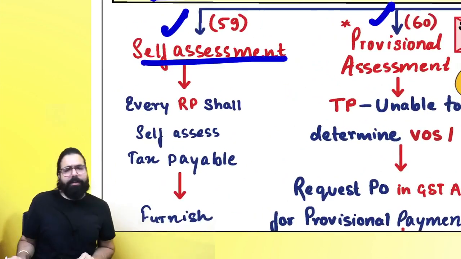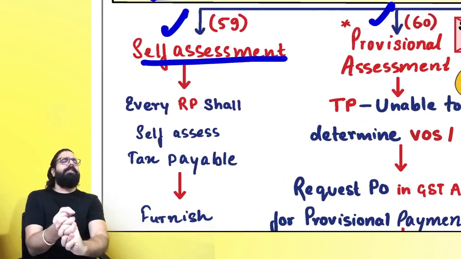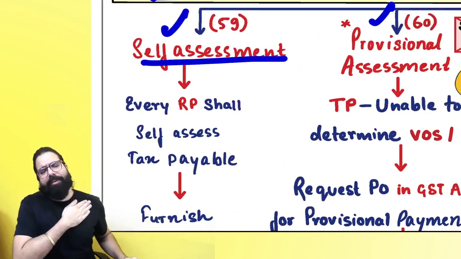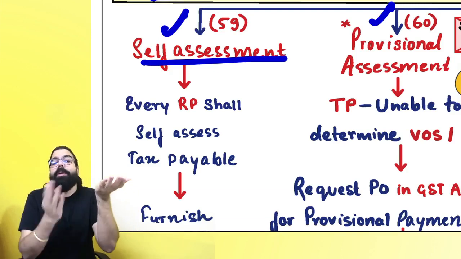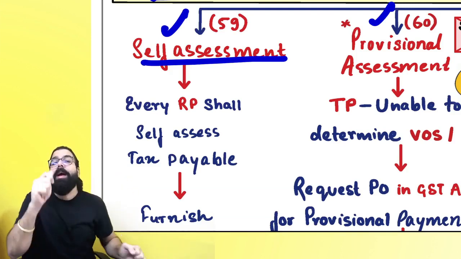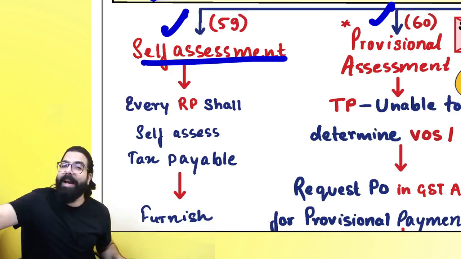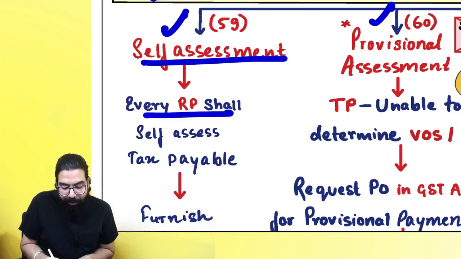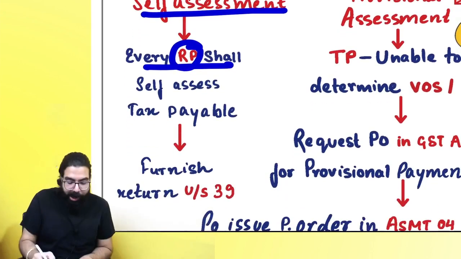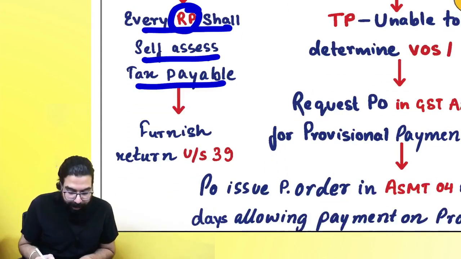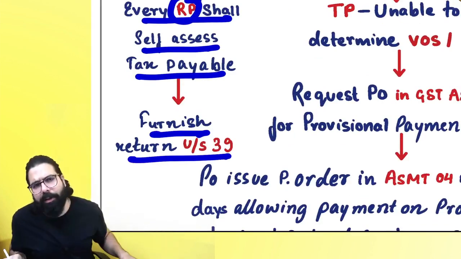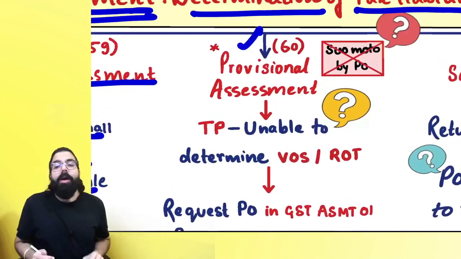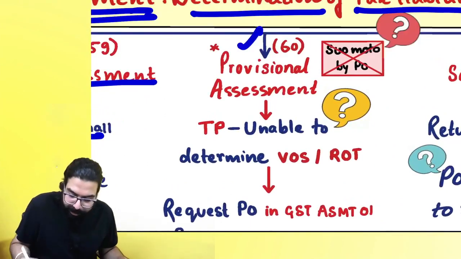Self-assessment is the first section over here. The section for self-assessment is section number 59, which says I should self-assess my liability, output tax minus input tax, and the balance I have to pay. I should pay it to the government and file my return. Every registered person shall self-assess his tax payable and furnish a return under section number 39, means pay your taxes and furnish your return.